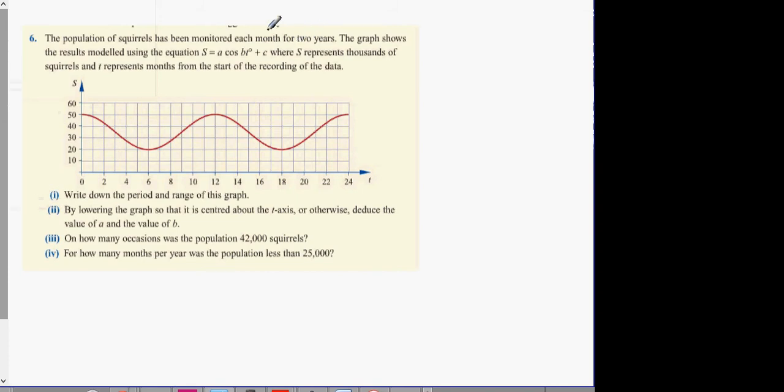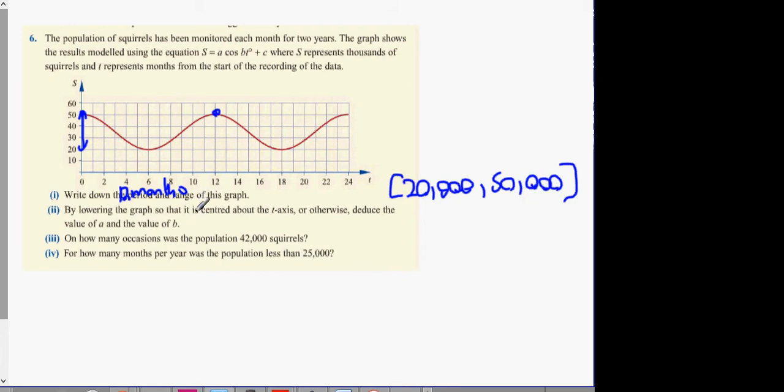Population of squirrels has been monitored each month for 2 years. The graph shows the results modelled using the equation S equals A cos BT plus C, where S represents thousands of squirrels and T represents months from the start of the recording of the data. Write down the period and range of the graph. Here's the peak, here's the next peak. The period is 12 months. The range goes from 50,000 squirrels down to 20,000. So the squirrel population range goes from 20,000 up to 50,000.